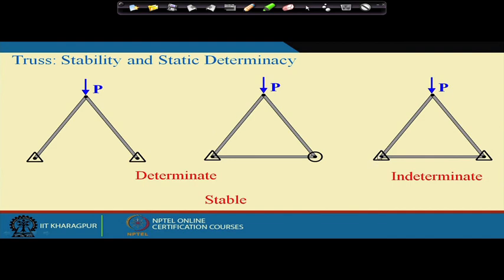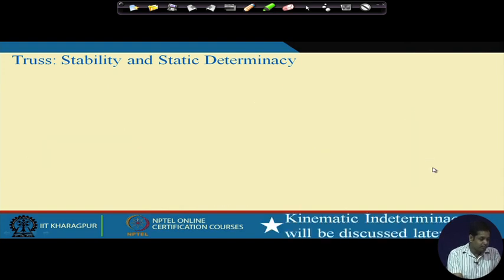Now, let us see the third one. We have two reactions here and then again two reactions here, total 4 reactions, and then 3 member forces, total 7 unknowns, but the number of equations available is 2 into j. Therefore, this structure is an indeterminate structure, right.